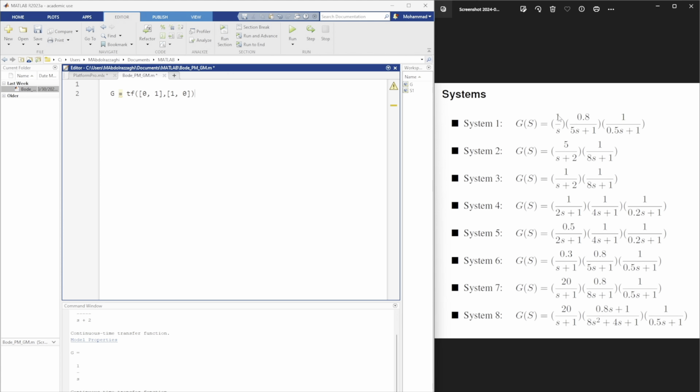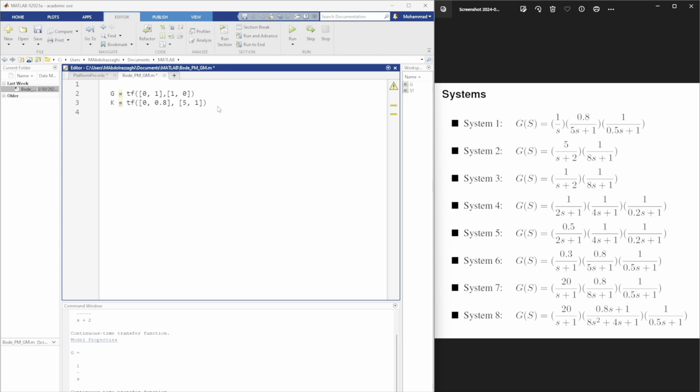So essentially, we can call the first one G, and the second one can be K, for instance. So let's type K as TF again, 2 brackets. The first one contains the coefficients of the numerator, so we don't have any s, so that will be 0, then 0.8. So essentially, this will be 0, then 0.8. In the denominator, by the way, we have 5 and 1, starting with the maximum power of s, 5 and 1. So that will be the second.